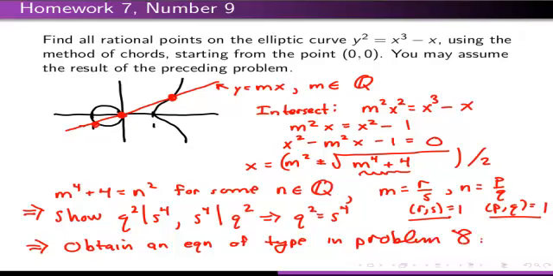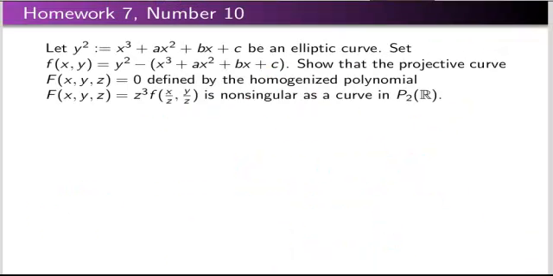In problem 8, you showed that there were no integer solutions to two types of Diophantine equations, so you're going to want to use that result. And then number 10, show that the projective curve is non-singular. We just have to calculate all of the partial derivatives. And so that's just grinding out some partial derivatives.